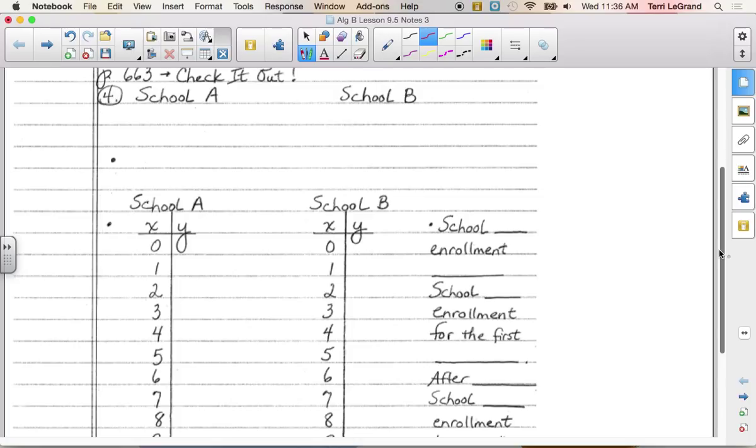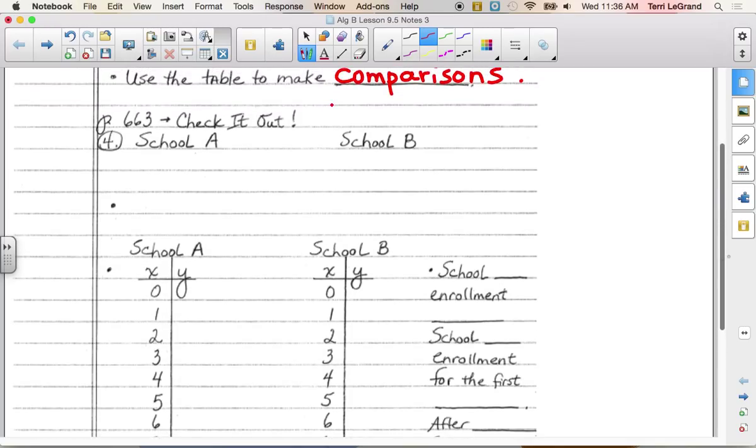Okay, so our x is going to represent, let's write that down somewhere, that should work for both of these, right? So x should be the number of years, and y should represent total students. How many are there all together? These are schools.